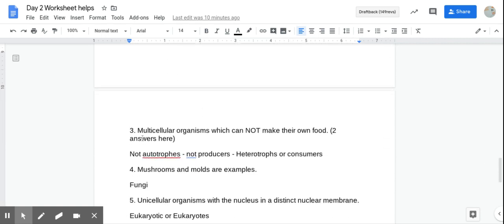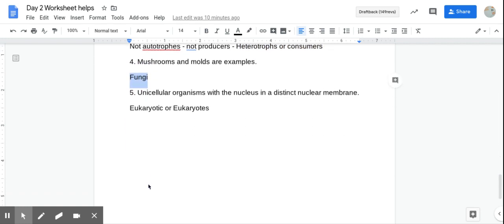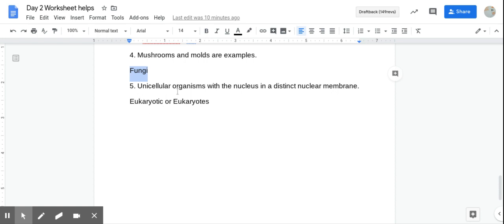Number 3, multicellular organisms that cannot make their own food. So they're not autotrophs, they're not producers. I could use either heterotrophs or consumers, which would be fine. Mushrooms and molds are examples of fungi. This is number 4. And then number 5, unicellular organisms with a nucleus and membranes are called eukaryotic, or eukaryotes.